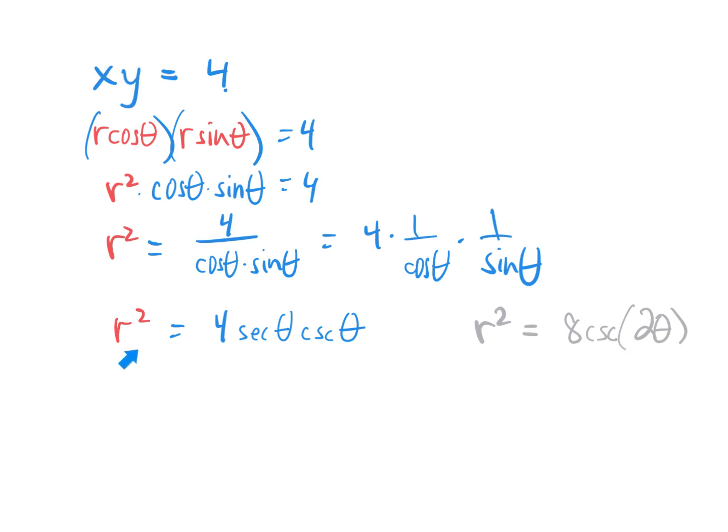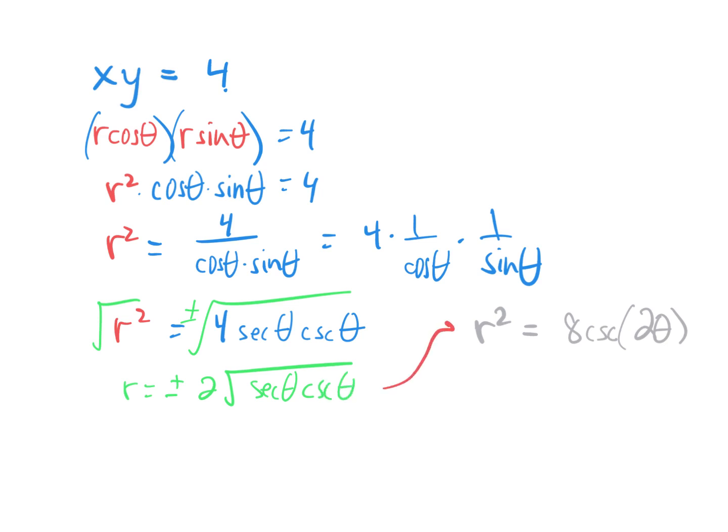You might have taken the square root of both sides and said that r is a positive or negative square root of 4 secant cosecant, or this. And I would say, great, nice job, well done. Remember though, I said in class that if your answer is different than what the author says, it doesn't mean you're wrong, it just means they used a trig identity.